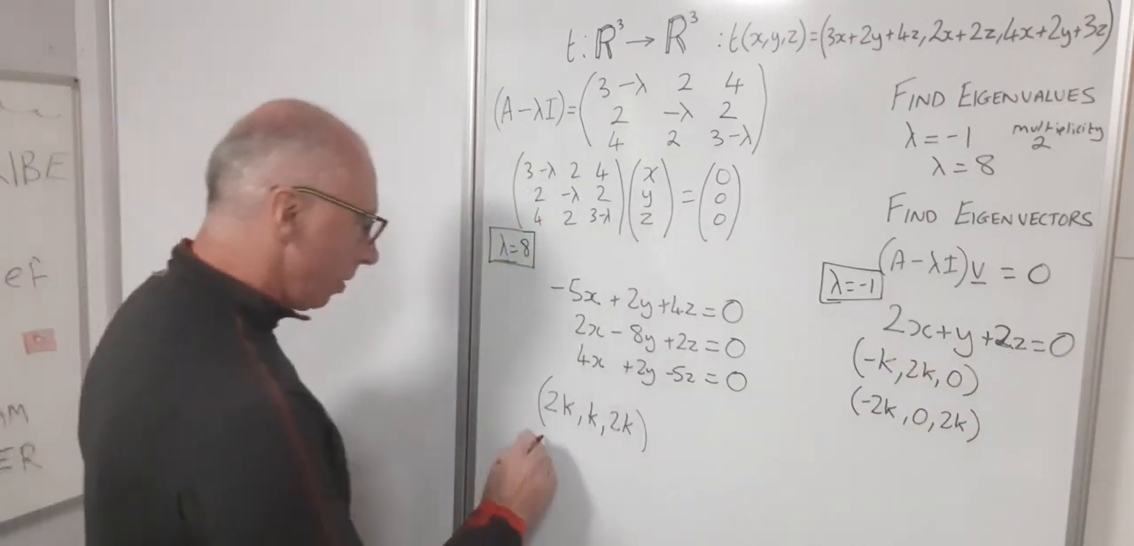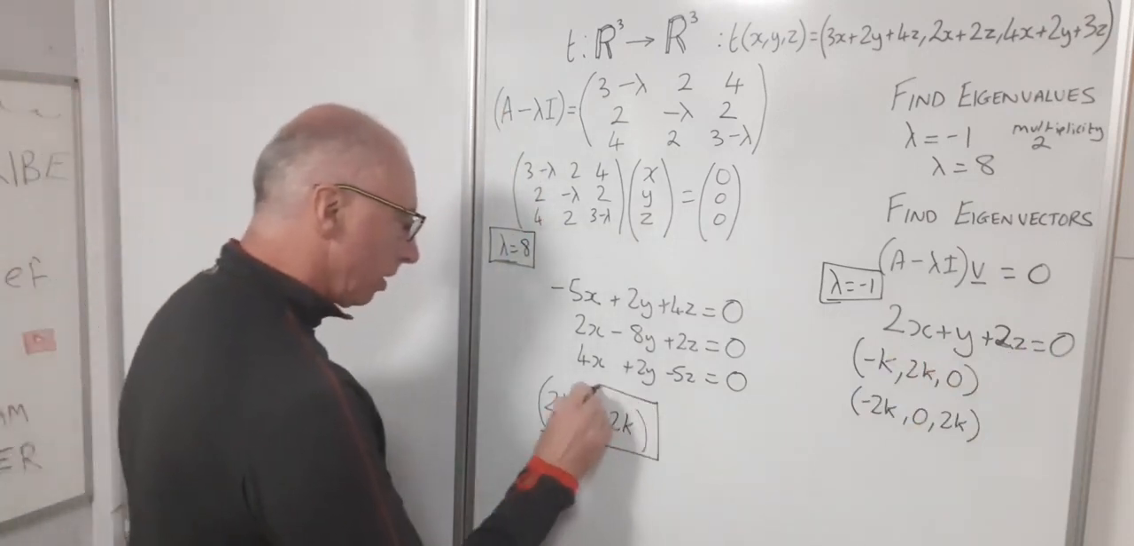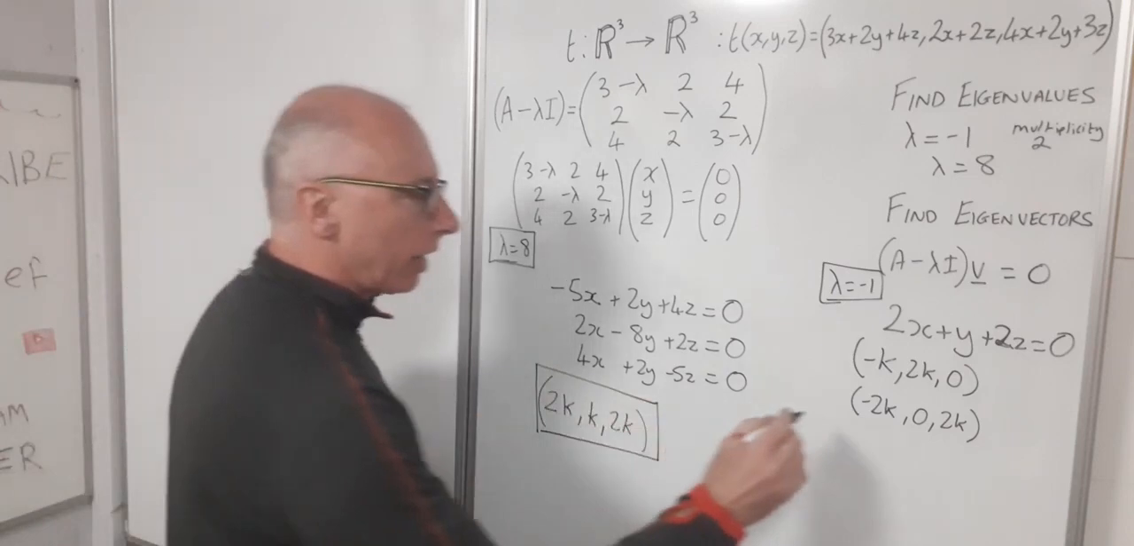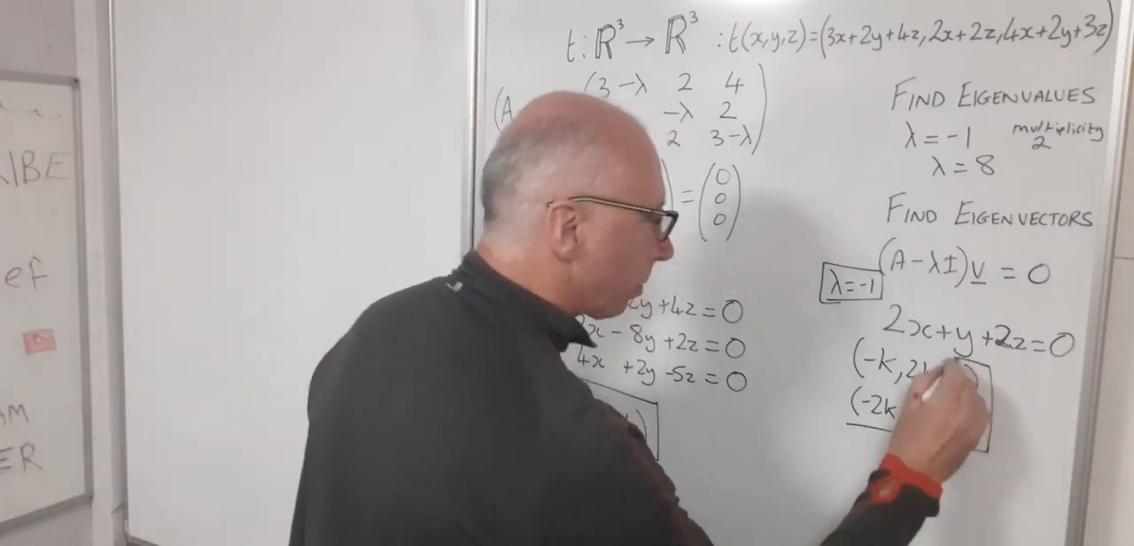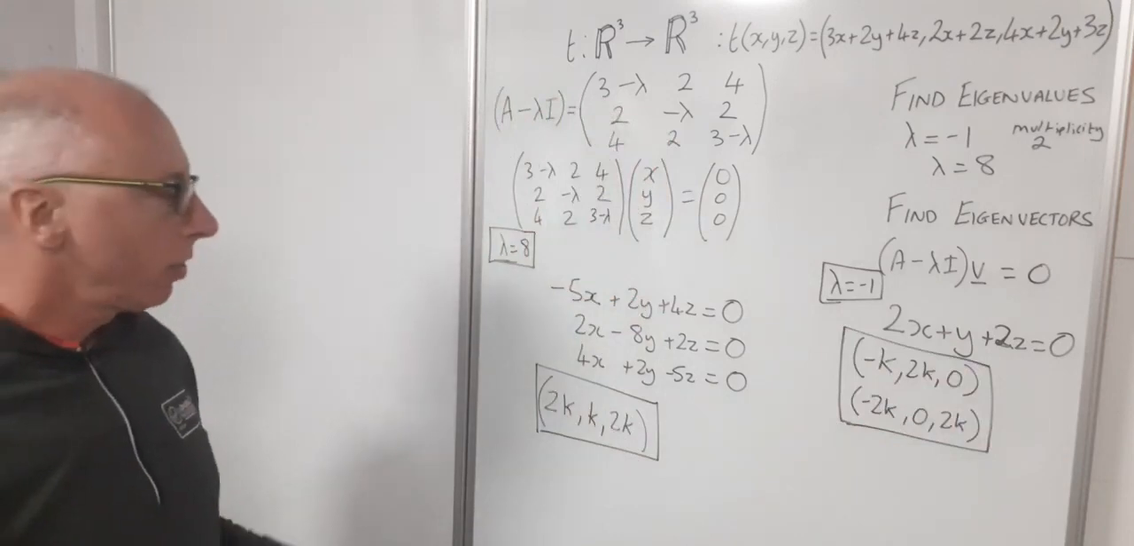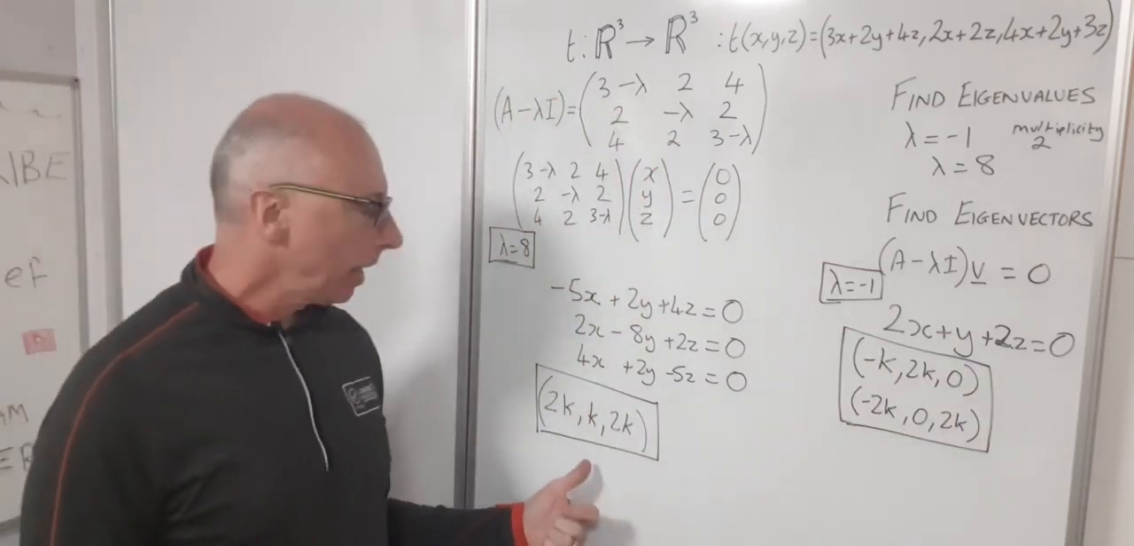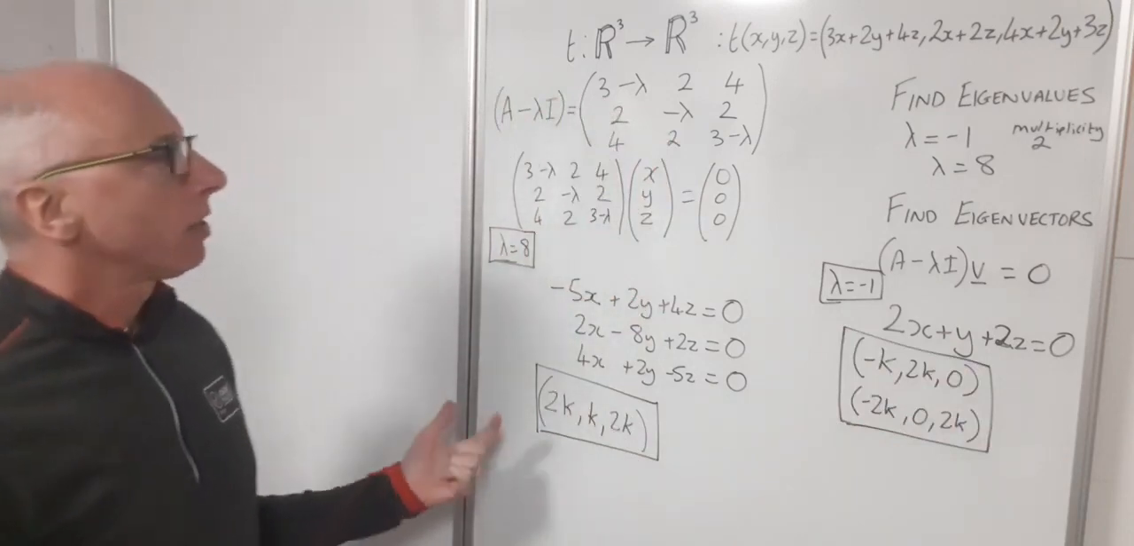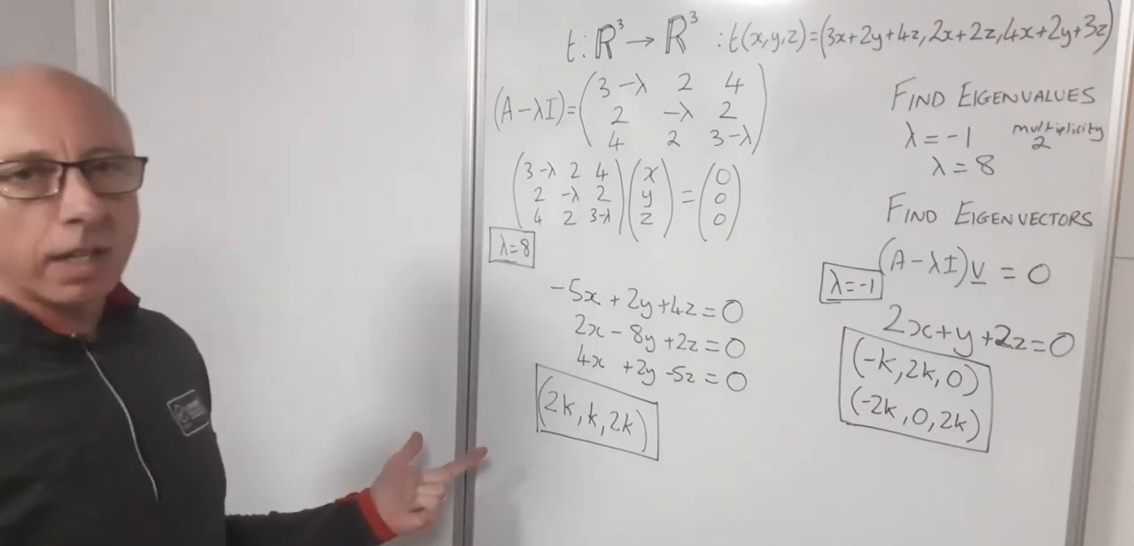So these are the results of my eigenvectors. That's for lambda equals 8. And these are the results for my eigenvectors when lambda equals minus 1. So check out the link below on how we did the Gauss-Jordan elimination. But that's the result of this question here.